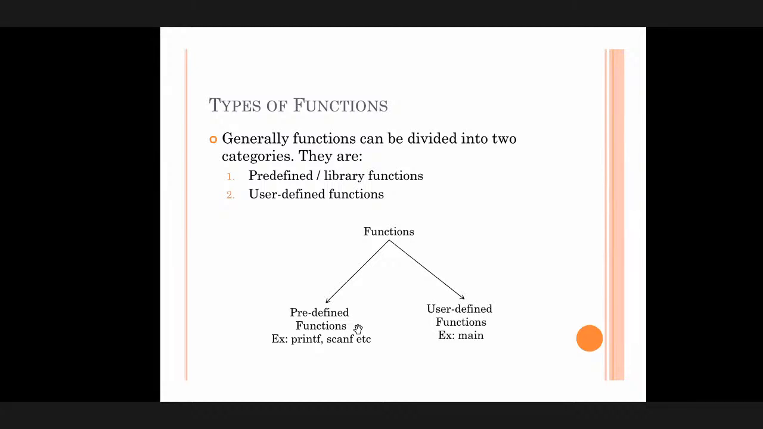So what is a user-defined function? When the user creates their own function, it is called a user-defined function. The best example of a user-defined function is the main function. In the C programming language, every program includes a main function. The main function is the best example of a user-defined function.